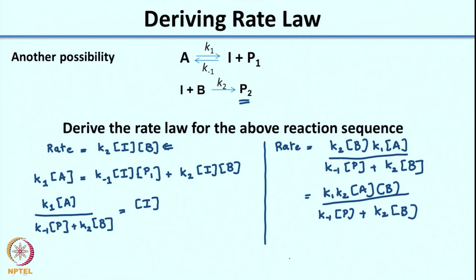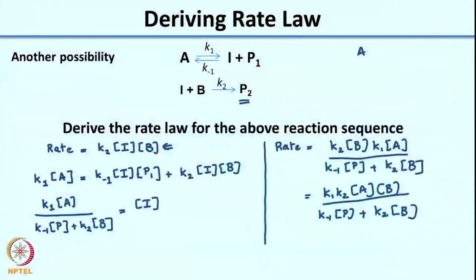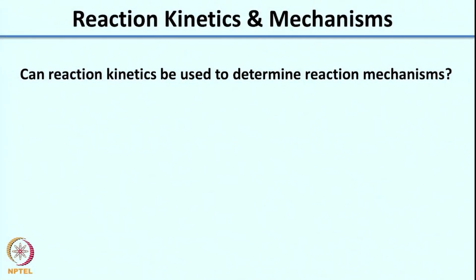So now what we saw is for a simple transformation which is A plus B going to P, depending on the mechanism of the reaction, one can have multiple rate laws. So now what we need to think of is how are these actually useful in determining reaction mechanisms. So I would like you to think about this particular question. Can reaction kinetics be used to determine reaction mechanisms? I would like you to think about it for 2 minutes.